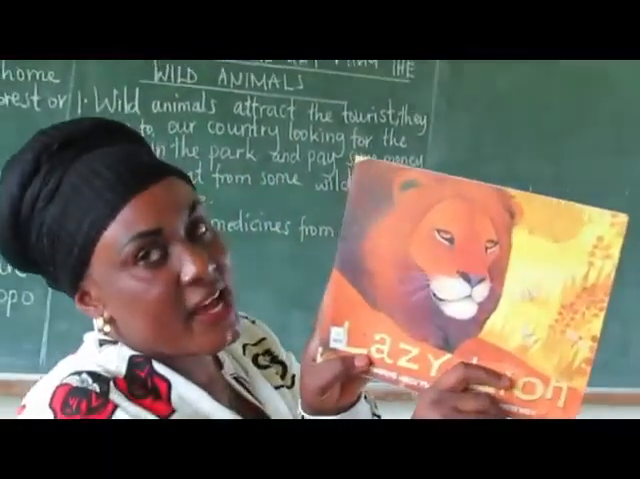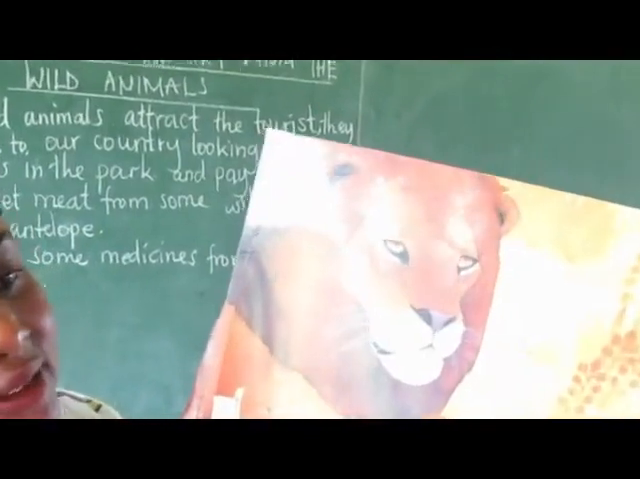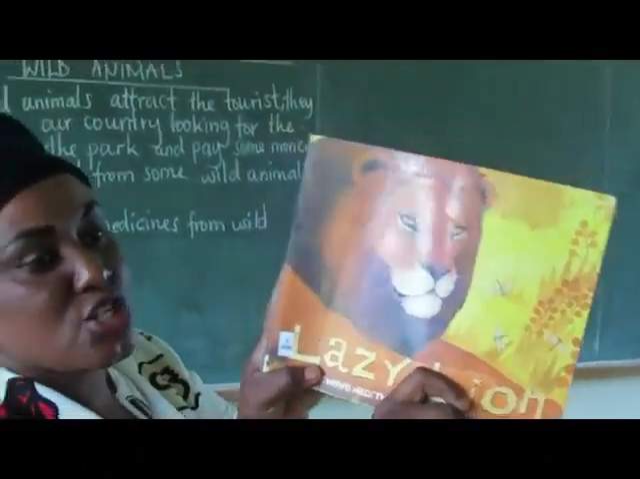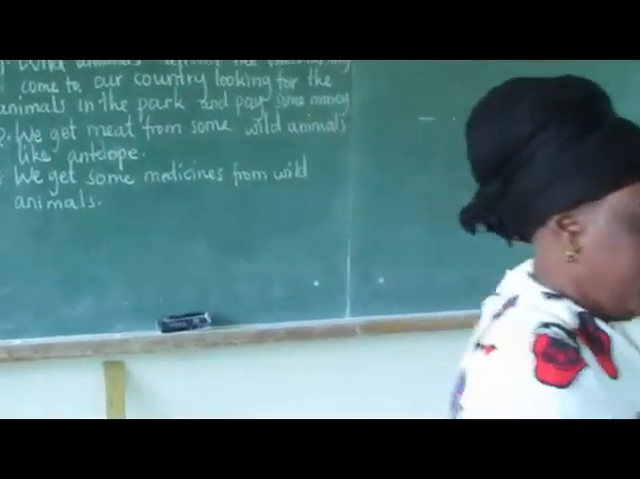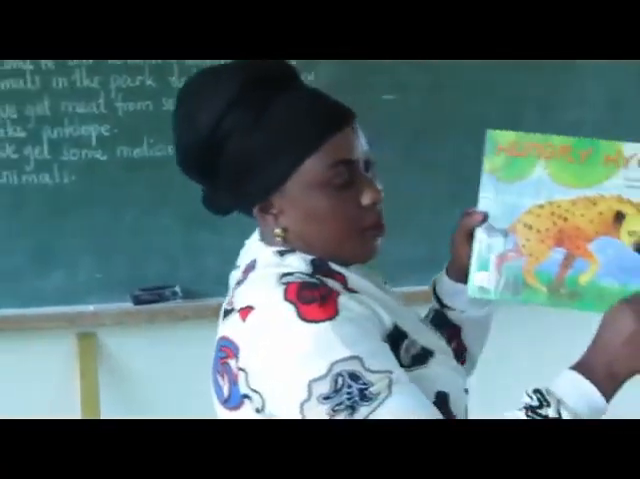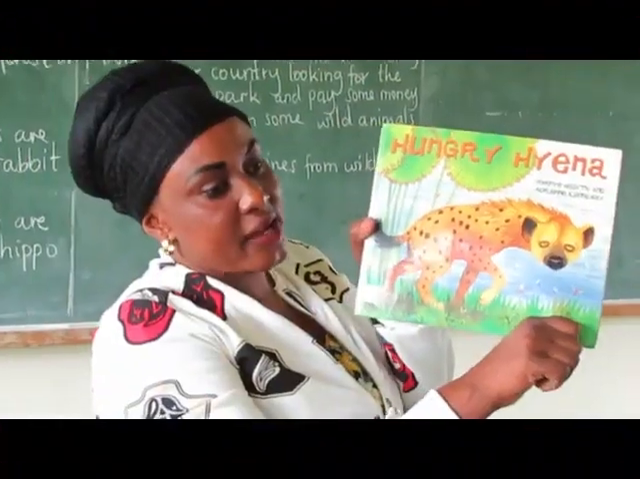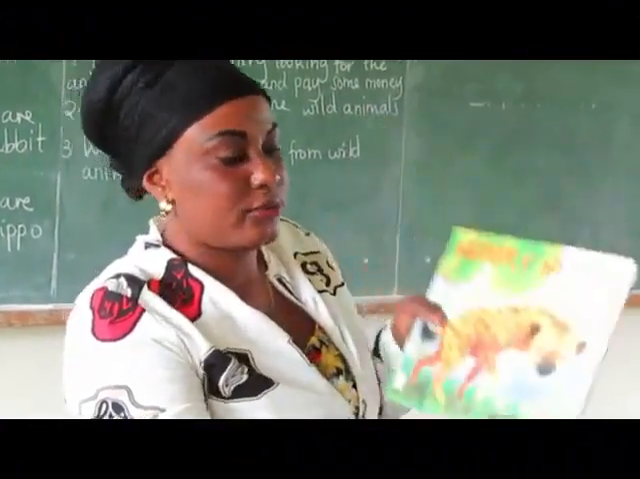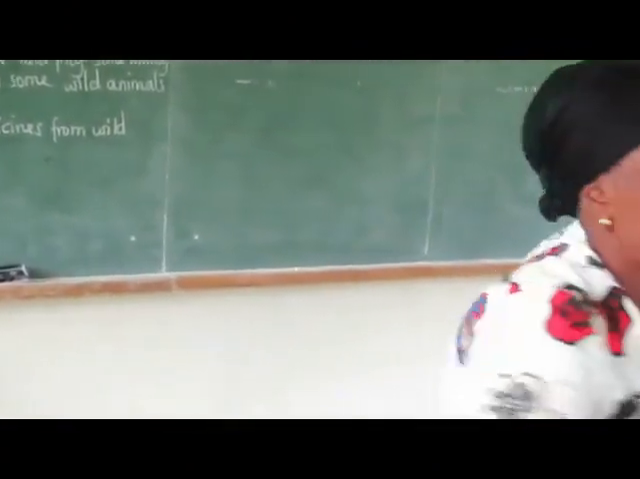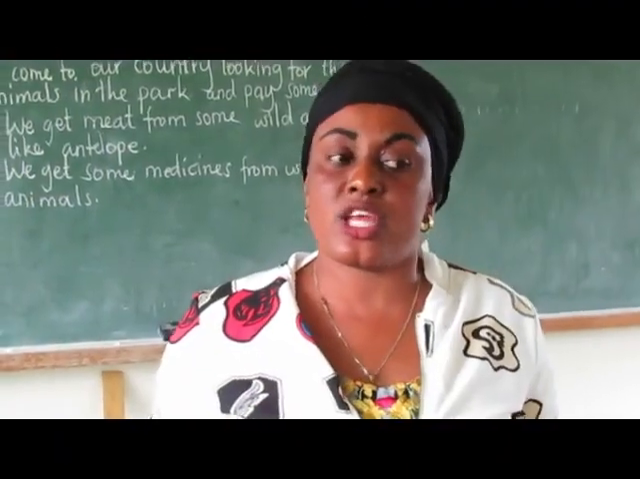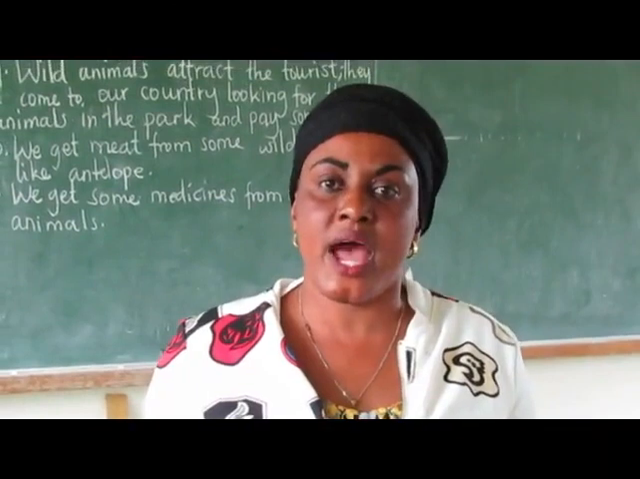This is a lion. Class, a lion. Also, this is found in the forest or in the national park. Class, a hyena. Hyena, okay? Good. So these are the examples of the animals found in the forest or in the national park. We call them wild animals.